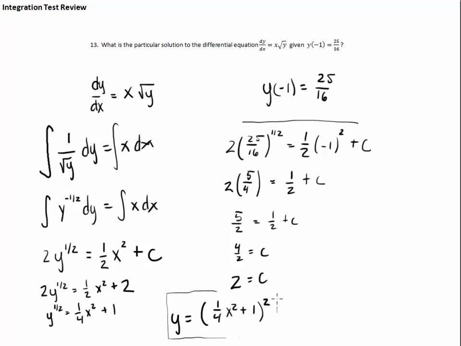The reason why you can't do it separately is because when you square this, it's 1/4 x squared plus 1, the whole side squared, when you raise both sides to the power like that. And if you multiply this out, it is different than just taking the square of that and the square of that. Anyways, this is our particular solution. This is what my original equation y would have had to be, given that this is true and that is true.